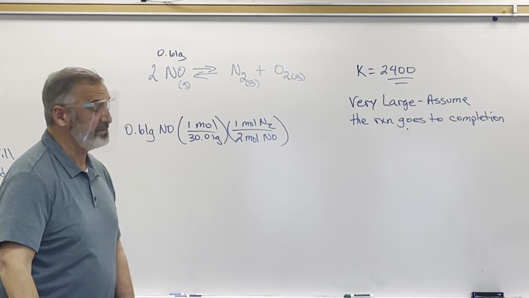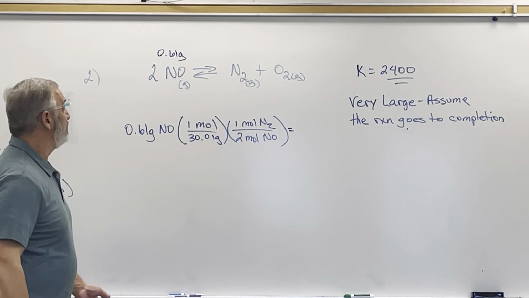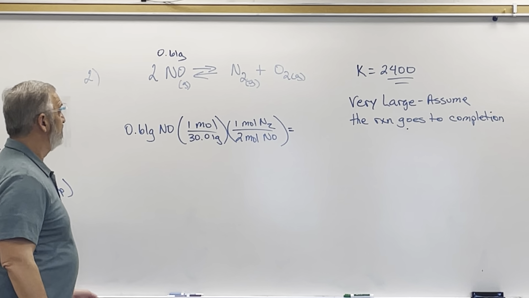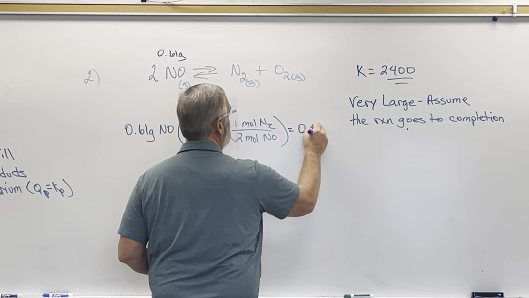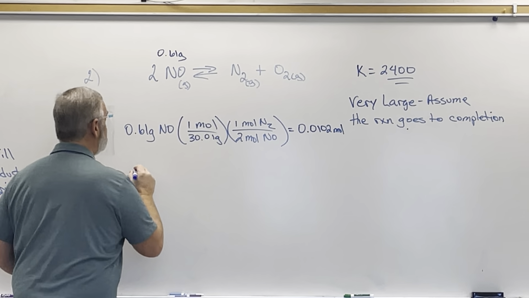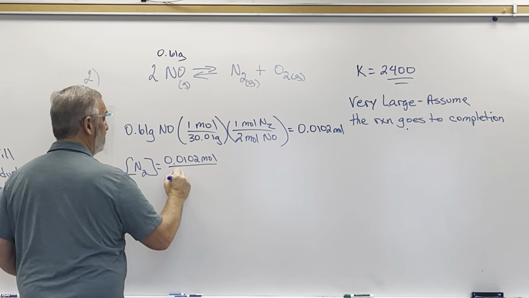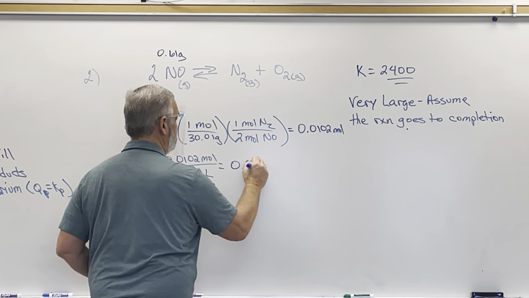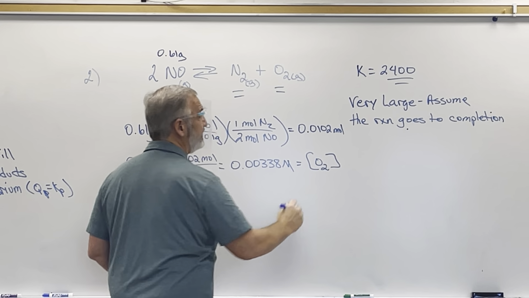So what are the equilibrium concentrations and what is this in? It's in a 3 liter vessel. So we stop at moles. So what does that come out to? Somebody do it. 0.61. That's moles, and then the concentration of N2 is going to equal 0.0102 moles over 3 liters, which is 0.00338. Now, because it's 1 to 1, that's also going to equal the O2 concentration.